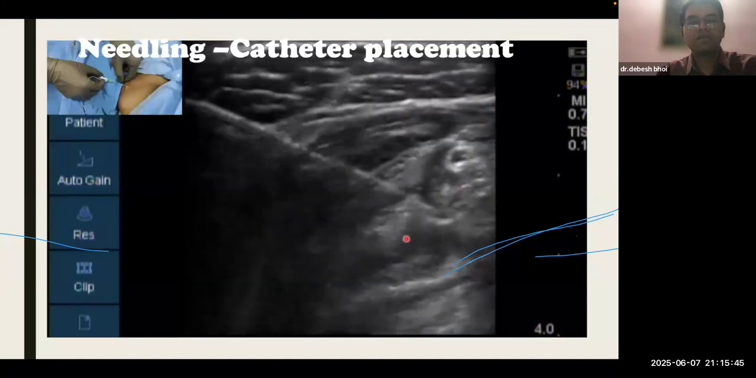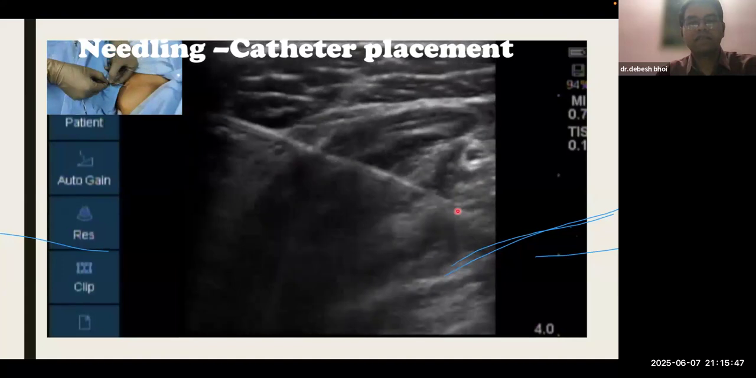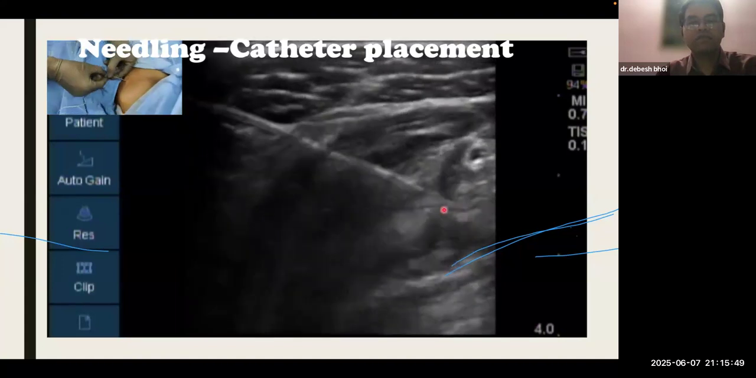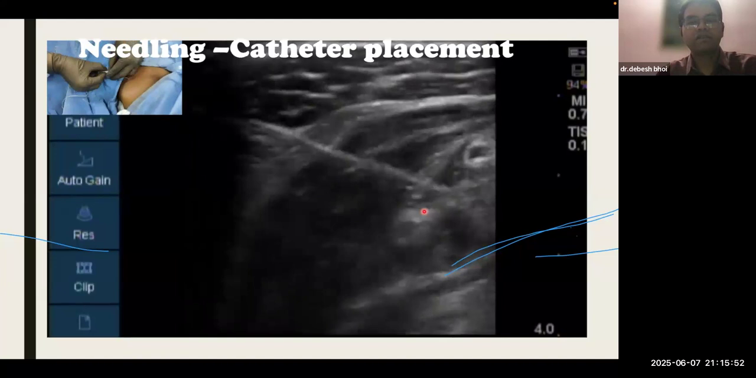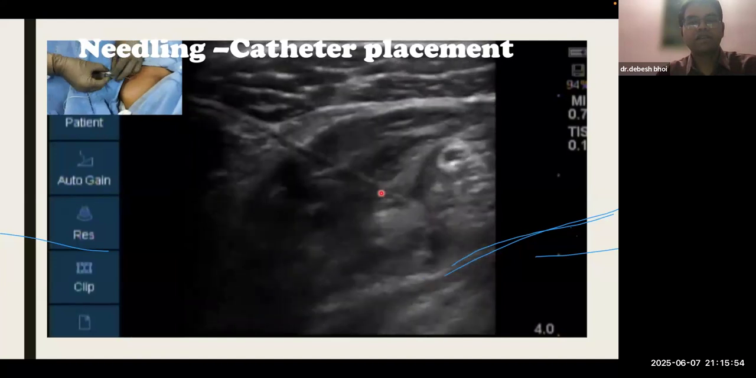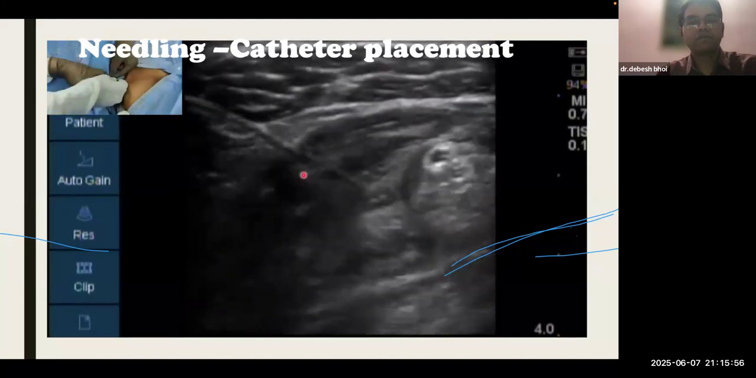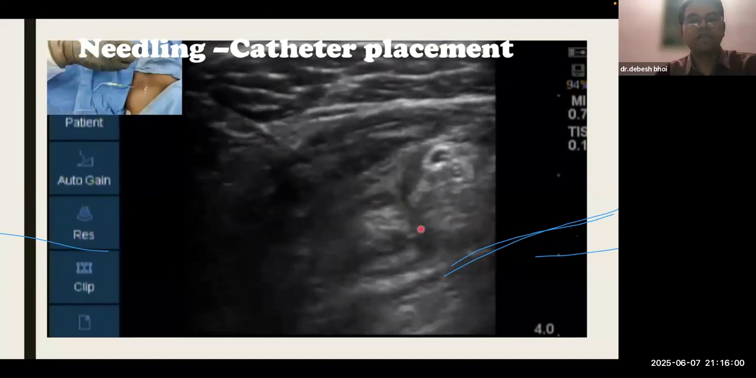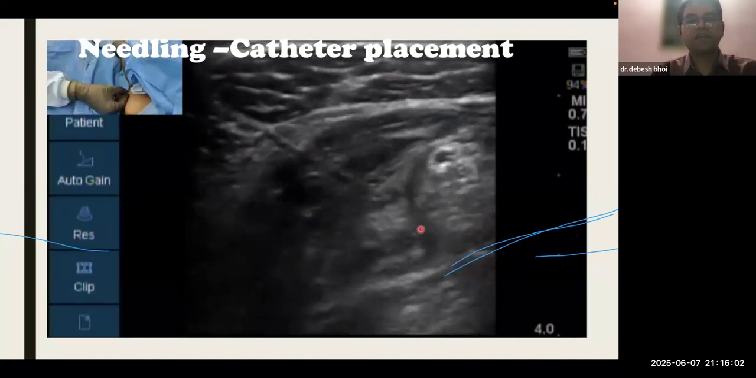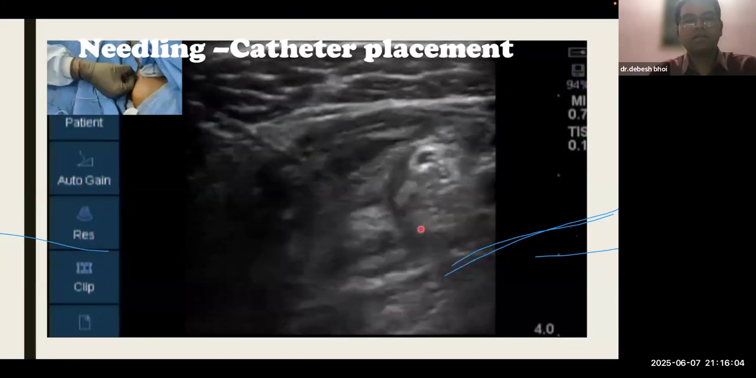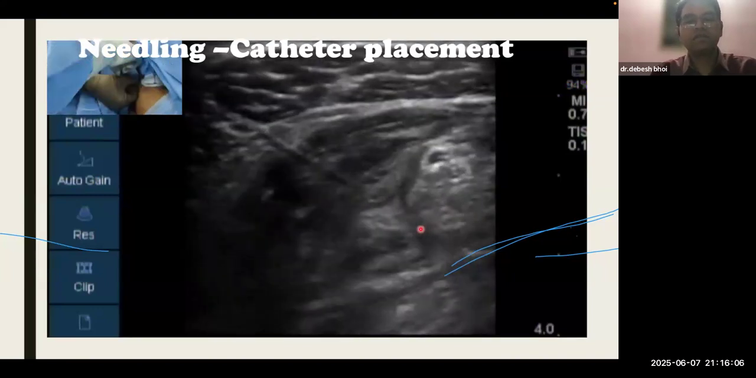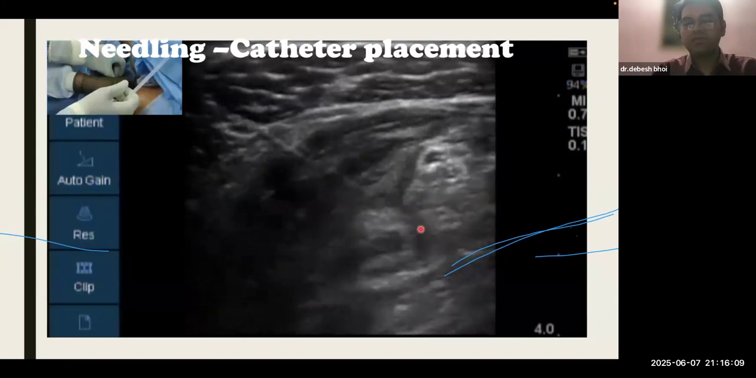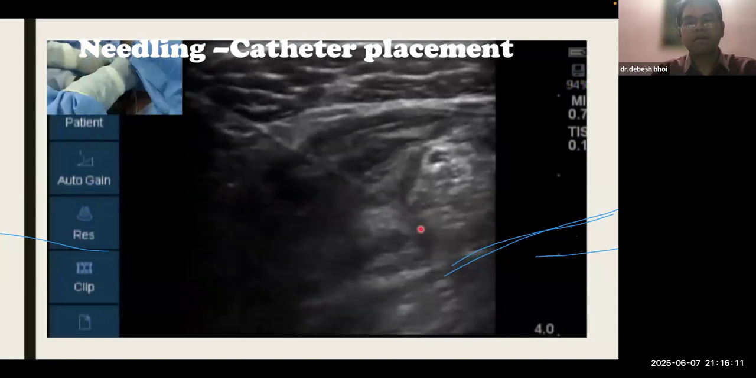Now the stylet can be taken out, and subsequently the sheath will be there. Only the sheath is there now, where your catheter can be guided. So this is the technique of placing the catheter. It's an easy way of putting the catheter, because you don't need to take out the whole assembly. The sheath is already there, so it's easy to do.